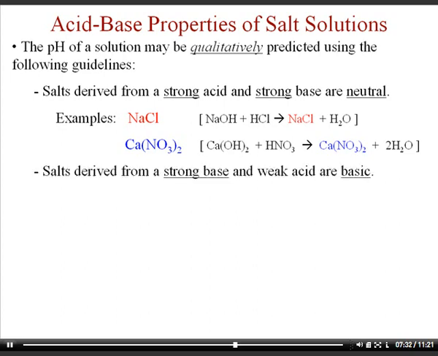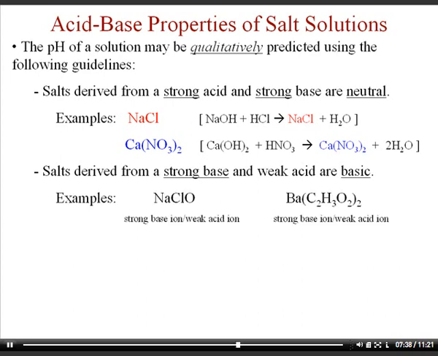Now, what if you had a strong base reacting with a weak acid to make a salt? Well, that strong base reacting with a weak acid is going to be slightly basic. And here's an example. We have sodium hypochlorite, which is a strong base ion plus a weak acid ion, and that can make a slightly basic solution.